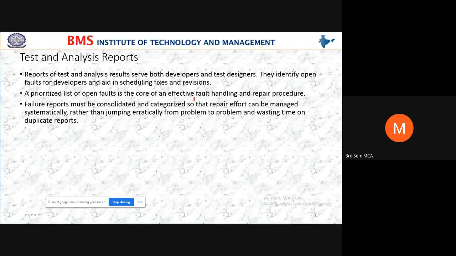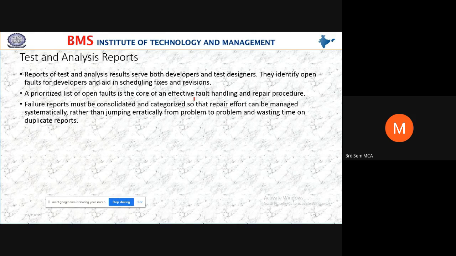The test and analysis report. Whatever test and whatever analysis we are doing, students, for everything, the details should be there in the report. While doing tests, some may fail. We cannot say that in all the tests we will get a pass result. In some test cases we may get a failed result also. So whether we get a pass result or a failed result, we have to maintain everything in the document. Reports of test and analysis results serve both developer and tester, designer.